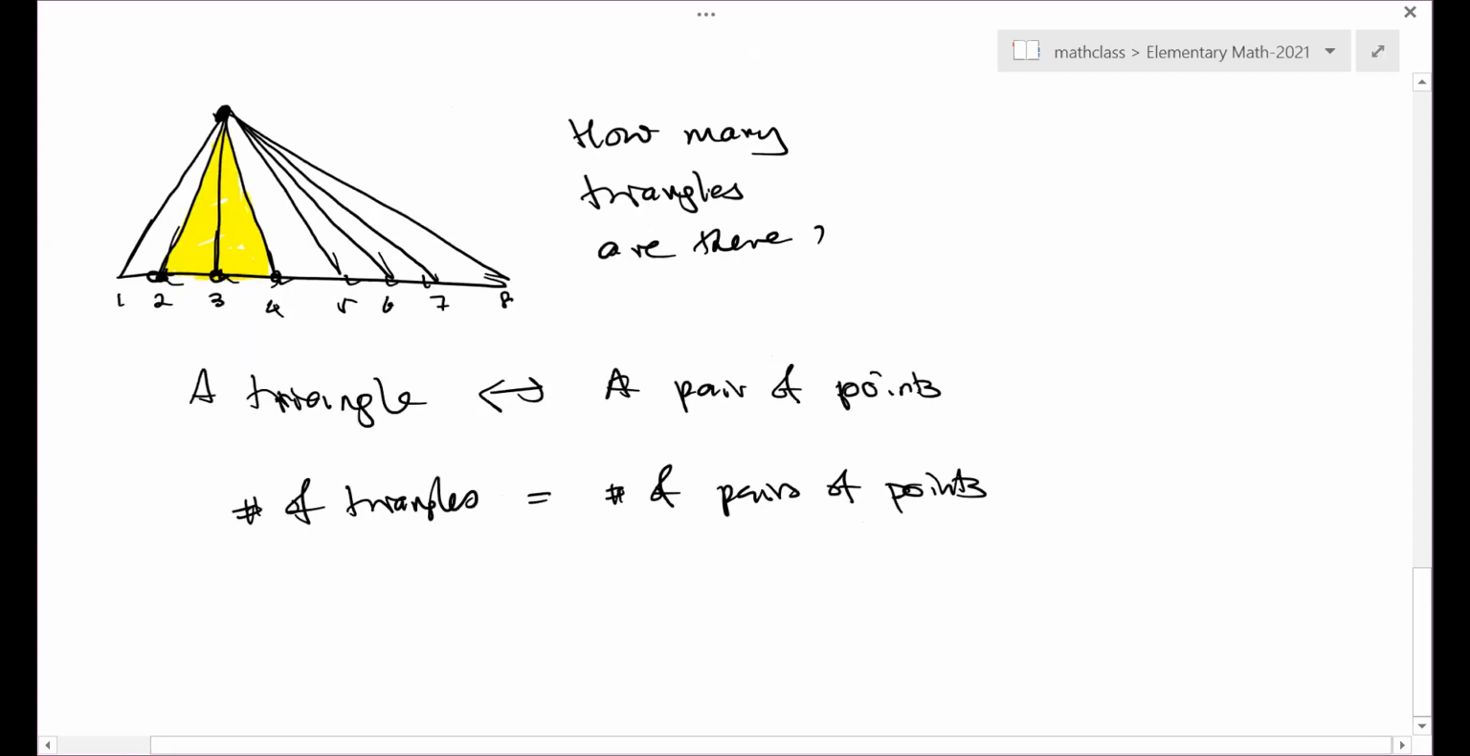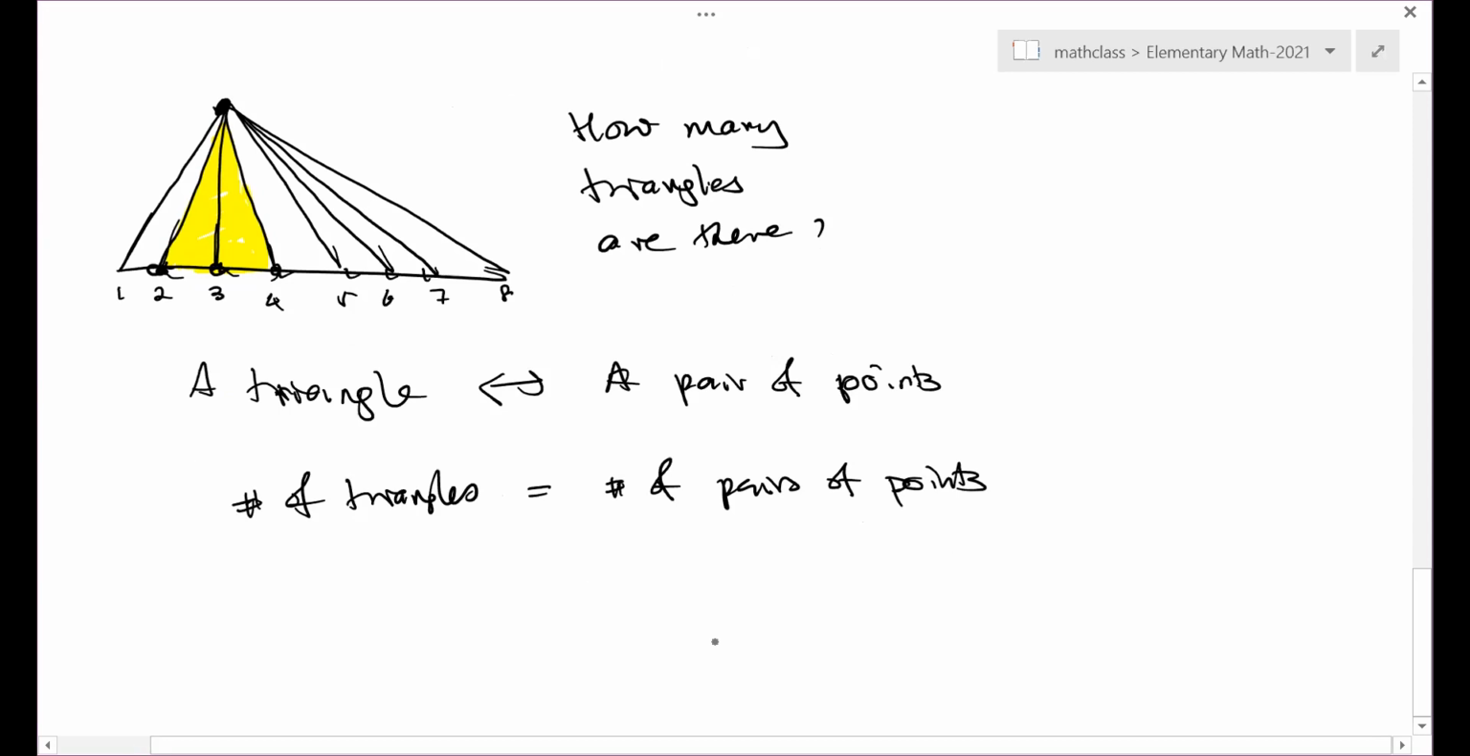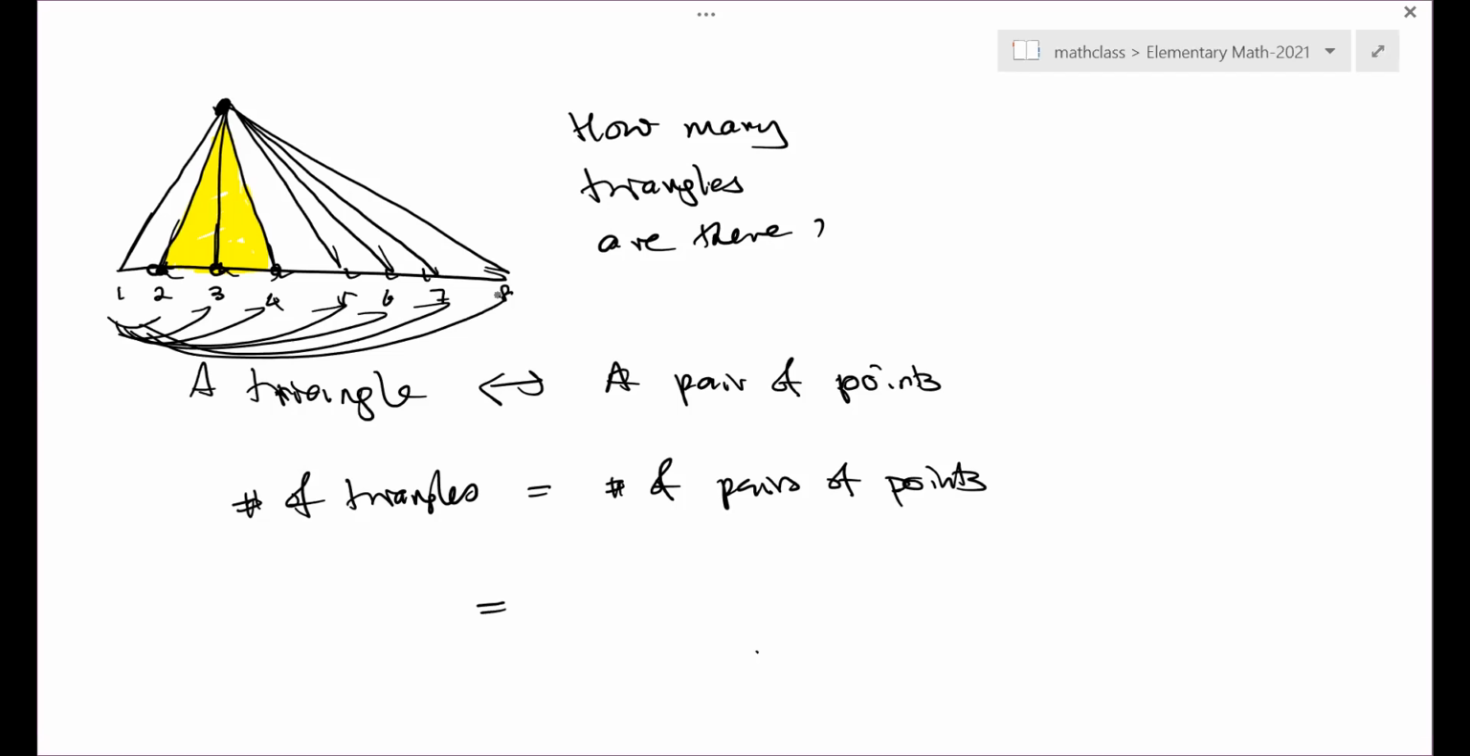So how do you count the number of pairs of points? One pair of points gives you one line segment, right? That's what you count. So you get 1, 2, 1, 3, 1, 4, 1, 5, there are 7 pairs of points beginning with 1. Then you look at point number 2, then you get 6 pairs of points. Then you look at number 3, then you get 5 pairs of points, and keep it going. The last one is 1.